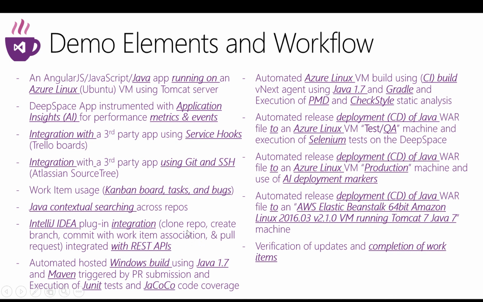But before I complete the pull request, we're going to see an automated hosted Windows build of the changes I made. The Windows build, like I said, is hosted. It's a set of machines that we provide to developers to use, so you don't have to set up your own build machine if you don't want to. We're going to be using Windows, building under Java 1.7, and we'll build the application using Maven. As part of that, we will execute and present the results of your JUnit tests, and we'll show you some code coverage using JaCoCo.